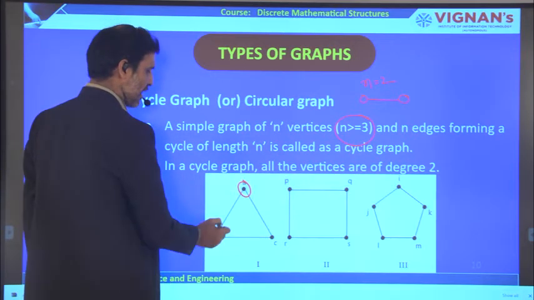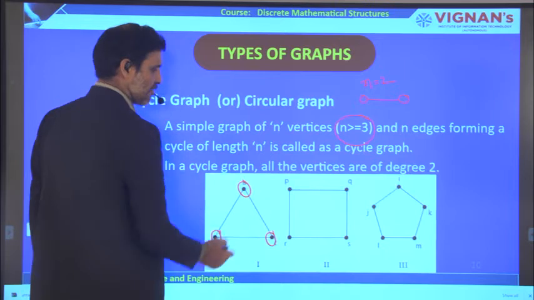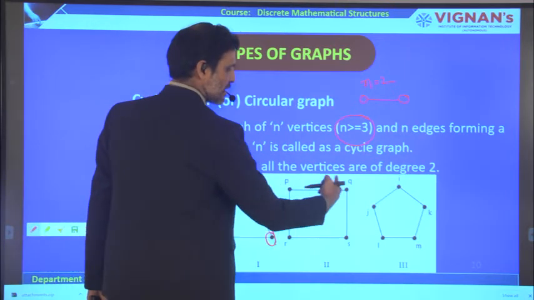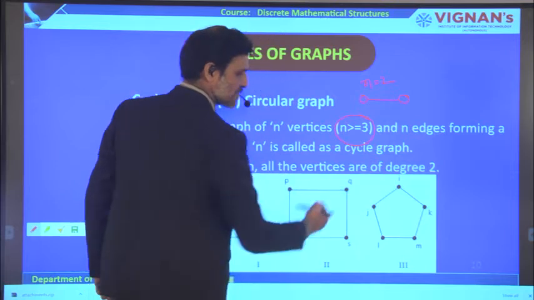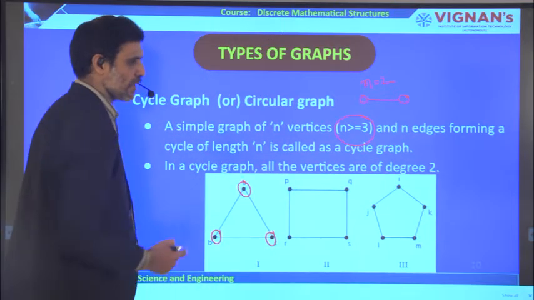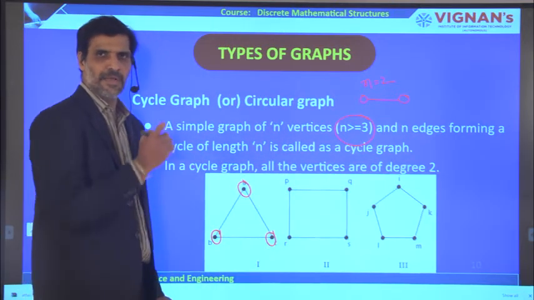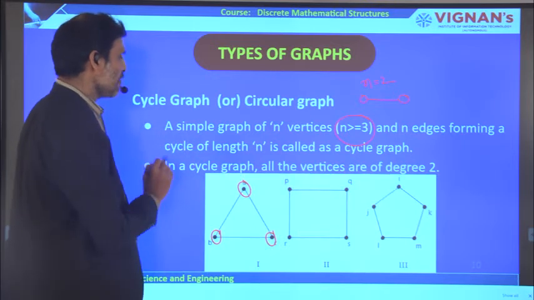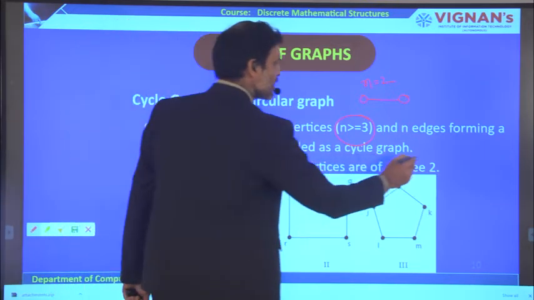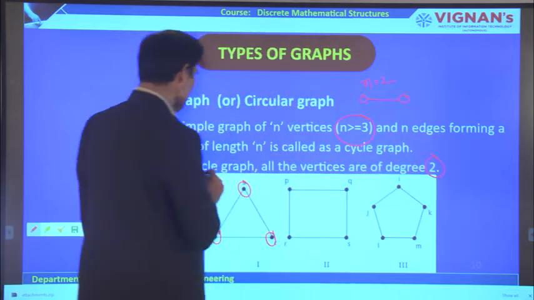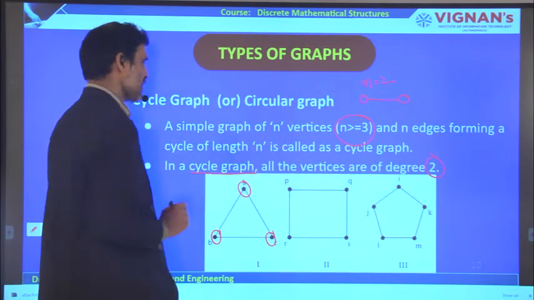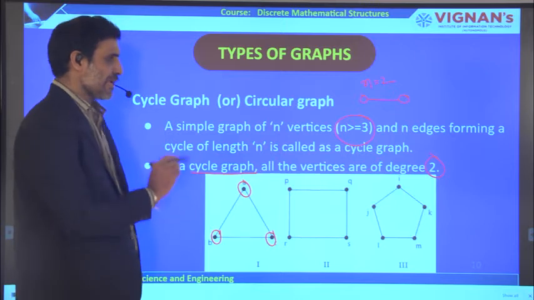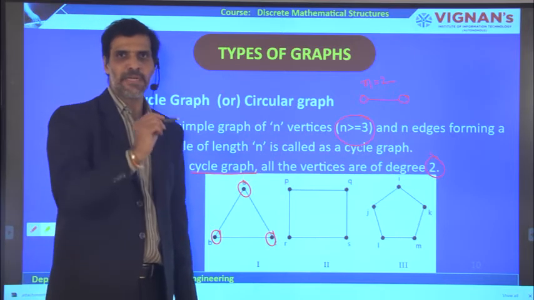So take A here. With 3 vertices we can form a loop. With 4 vertices here it forms a cycle, and with 5 vertices it forms a cycle. So these 3 are called circular graphs or cycle graphs. And what is the property given here? All the vertices have degree 2. In a cycle graph all the vertices are of degree 2. So that means a cycle graph is an example of a regular graph.